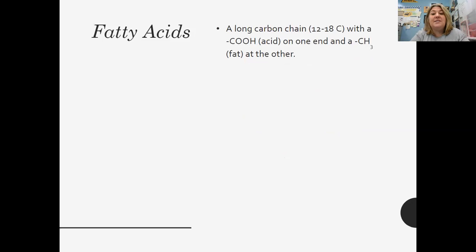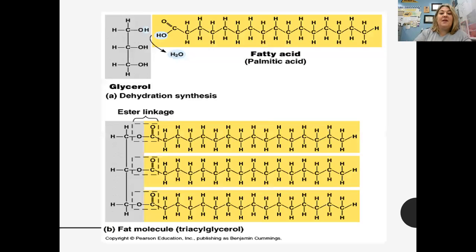So a fatty acid is basically a really long carbon chain, anywhere between 12 to 18 carbons long. And then at the end of it, you're going to see a COOH. That's a carboxylic acid, so that tells you it's an acid. And then on the other end, you're going to find a methyl group. And remember, methyl is what makes it hydrophobic. That's going to make it the fatty part on the other side. So that's how we get a fatty acid. When you're looking at it, it looks like this.